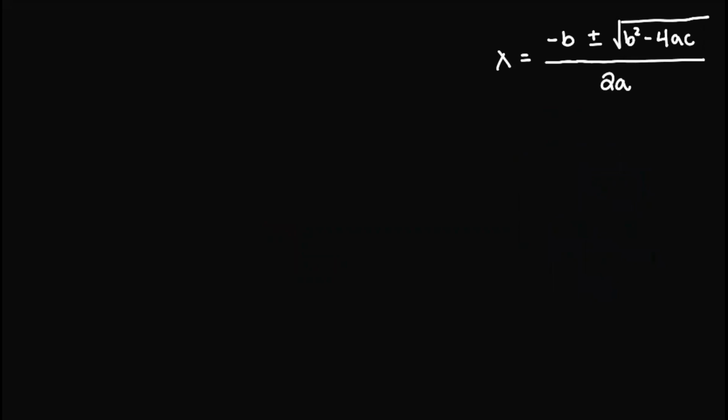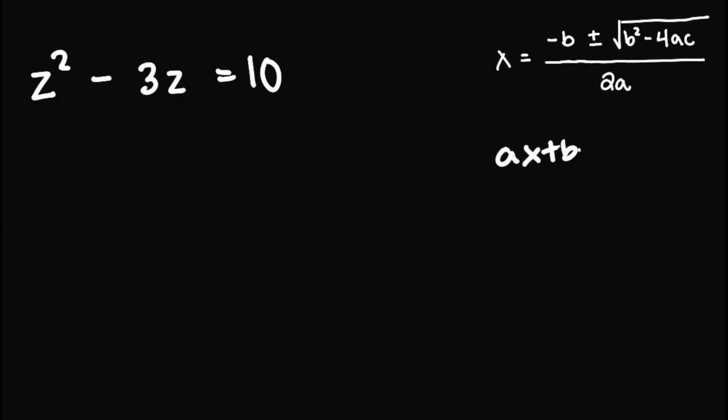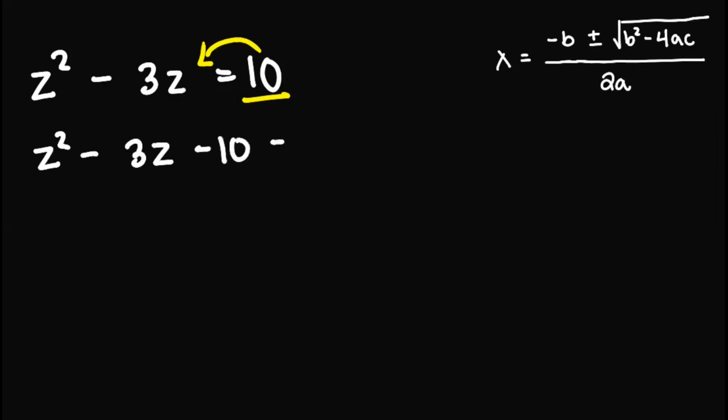Let's go on to our third example. Let's have z squared minus 3z equals 10. Since the form is still not the same as what we need, which is ax squared plus bx plus c equals 0, we manipulate this one. To do that, we first move the 10 to the left side of the equation to obtain z squared minus 3z minus 10 equals 0.